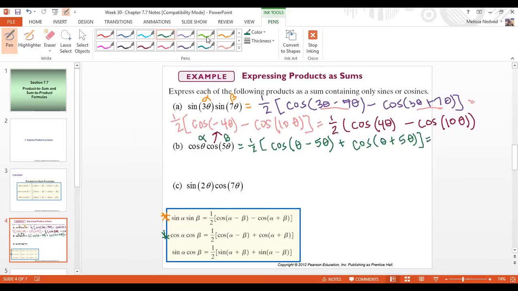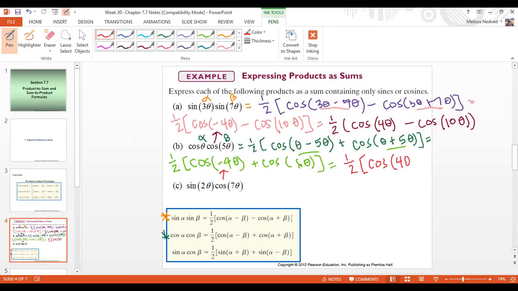Our next step, just like it was in our last example, simplify what's inside each of those angles so that 1/2 stays out front. Cosine theta minus 5 theta gives me a negative 4 theta. So hopefully you're seeing here where I'm going to have one more step where I have to get rid of that negative. Plus my second term, cosine theta plus 5 theta is 6 theta. And so my last step here will be, again, to get rid of that negative angle. We don't like negatives. Cosine is even, so a negative angle is the same thing as a positive angle. So my final answer will be that 1/2 cosine of positive 4 theta plus cosine of 6 theta.